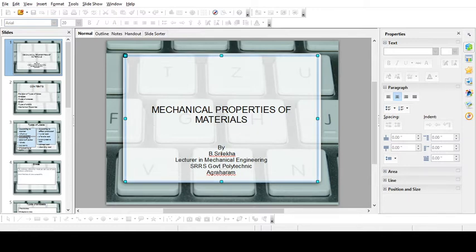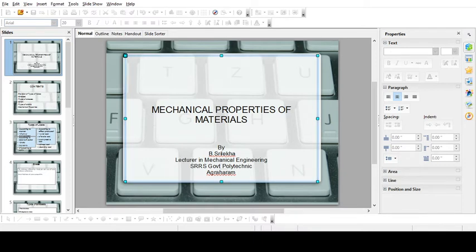So in today's contents, today's objectives are: we are going to have a fast revision of types of forces, stresses, types of stresses, strain, and types of strain, and we will be having a detailed explanation of mechanical properties.